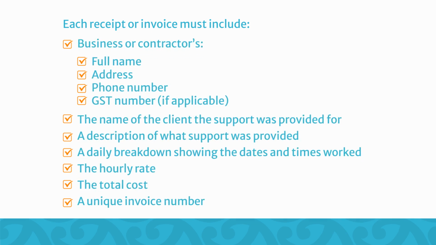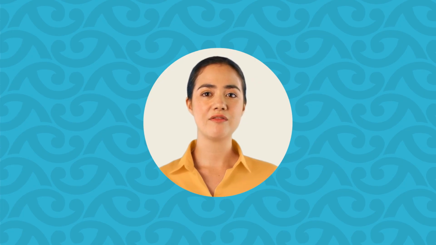Each receipt or invoice must include the business or contractor's full name, address, phone number, GST number, if applicable, the name of the client the support was provided for, a description of what support was provided, a daily breakdown showing the dates and times worked, the hourly rate, the total cost, and a unique invoice number. If your receipt or invoice does not have these details, you will need to go back to the business or contractor for an updated invoice prior to submitting.